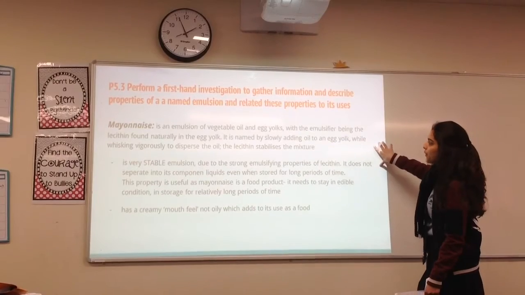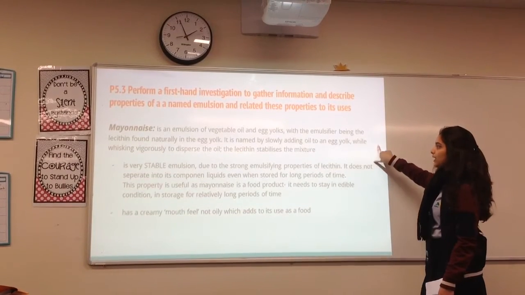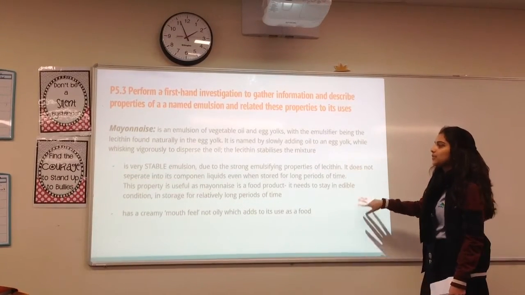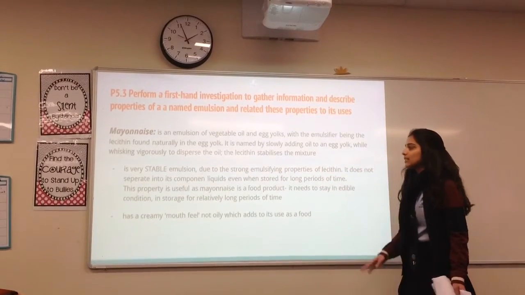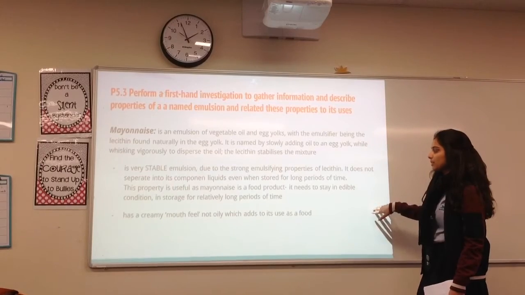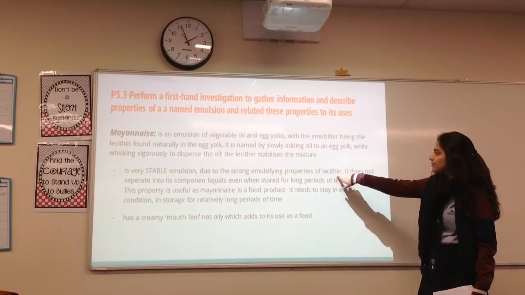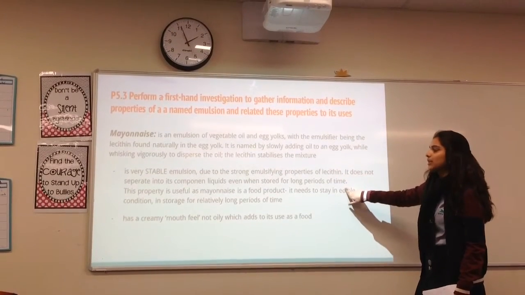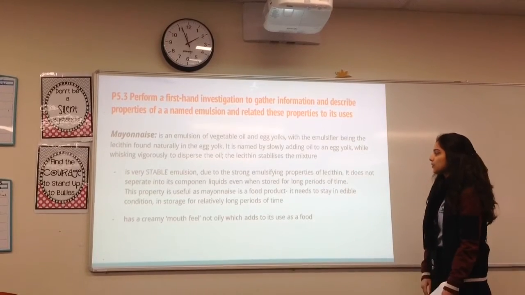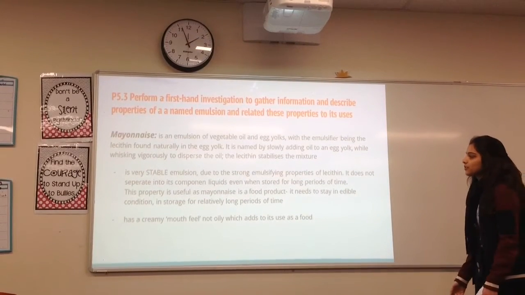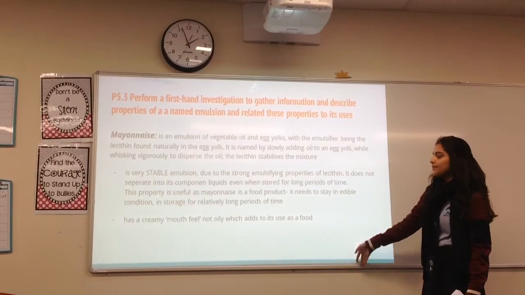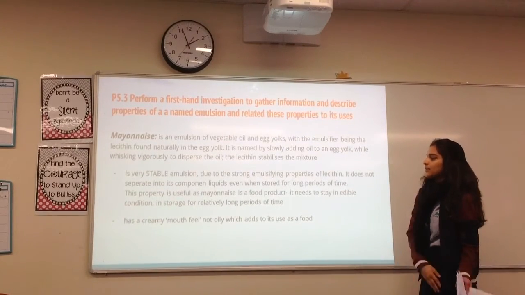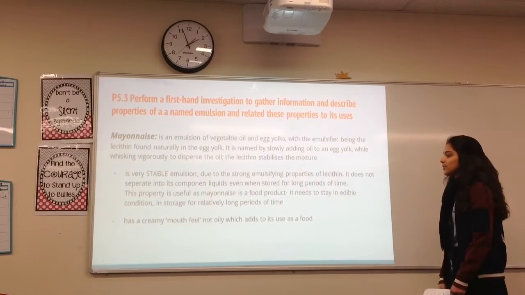It is made by slowly adding oil to an egg yolk while whisking vigorously to disperse the oil, and the lecithin stabilizes the mixture. It's a very stable emulsion due to the strong emulsifying properties of lecithin. It does not separate into its component liquids, even when stored for long periods of time, which makes it useful as a food product because it needs to stay edible and be stored for long periods of time. And it has a creamy mouthfeel, which is not oily and adds to its taste.